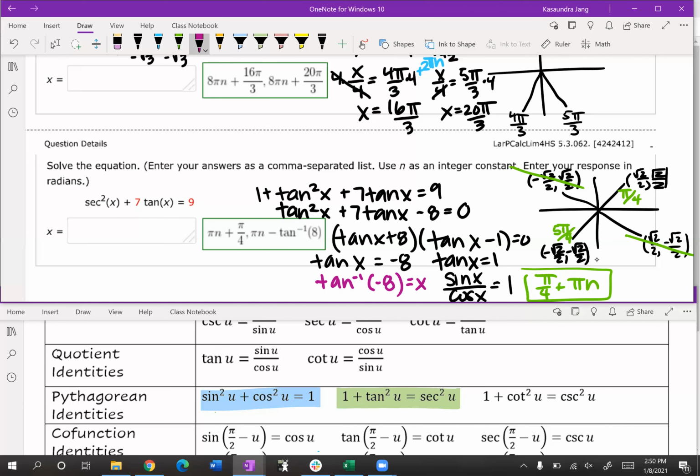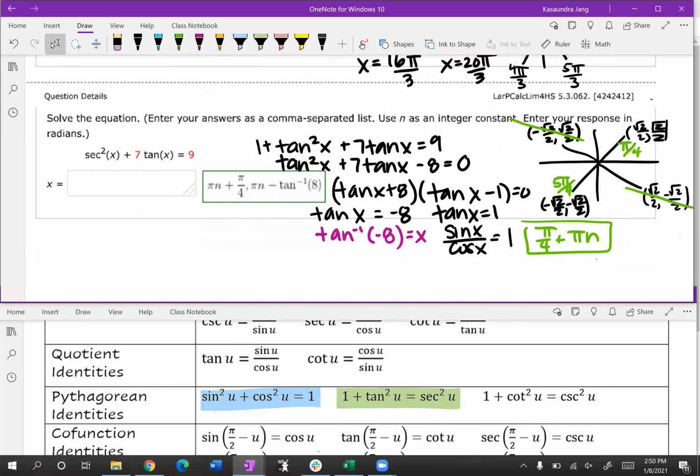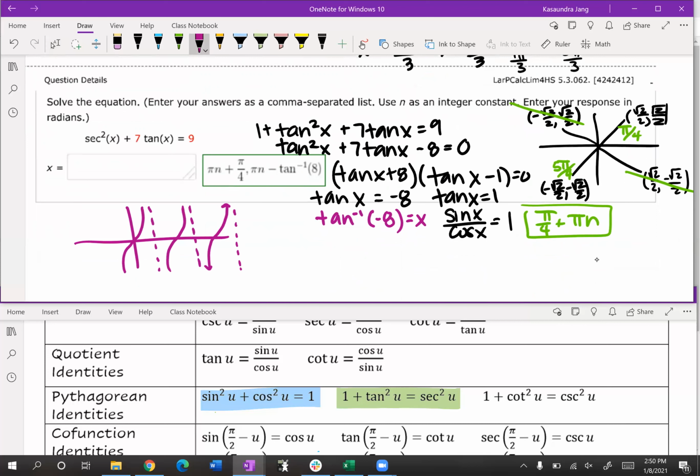All right, so what I'm gonna do is my tangent, we should know on our graph of tangent, it repeats the same thing over and over again. This has to do with the period of the function. And this repeats every pi, or sorry, every 1 pi. So that's the period for tangent, which is why they've made us add pi times n. So personally, here's how I would write it. Tangent inverse of -8 plus pi n. Like it's going to repeat every pi.